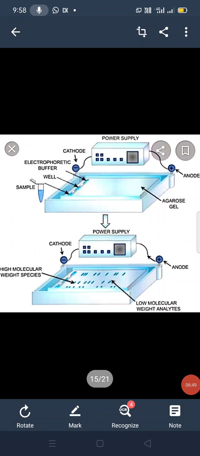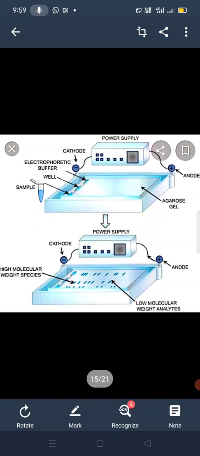In this picture, we can observe the apparatus of gel electrophoresis. Here we can observe a power supply, cathode and anode electrodes, agarose gel, electrophoretic buffers, and sample wells.